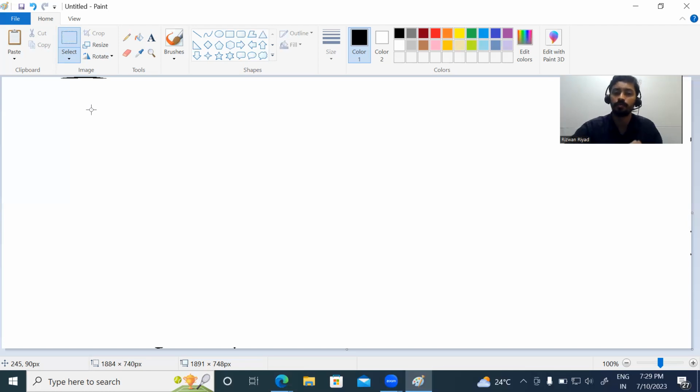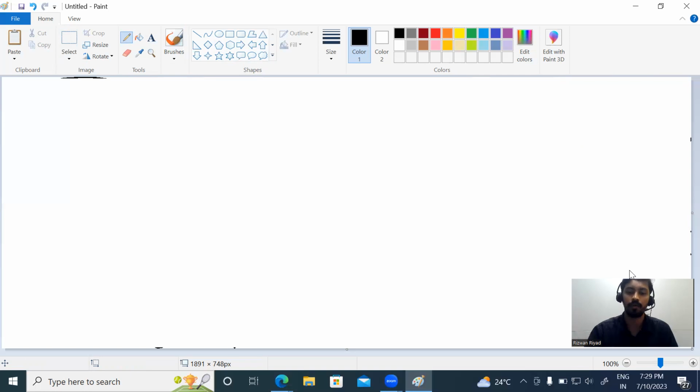So let's start the proof. First, we will assume the opposite. The opposite of root 5 is irrational means root 5 is rational. We will start with the assumption that root 5 is rational.